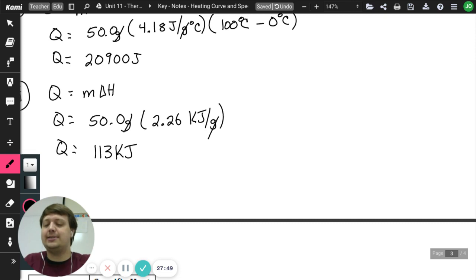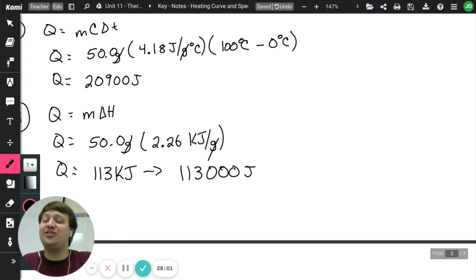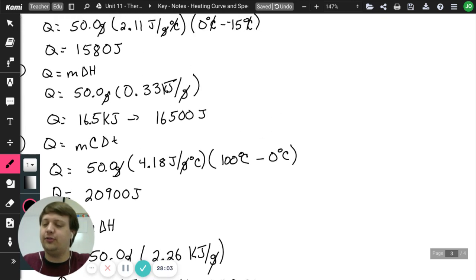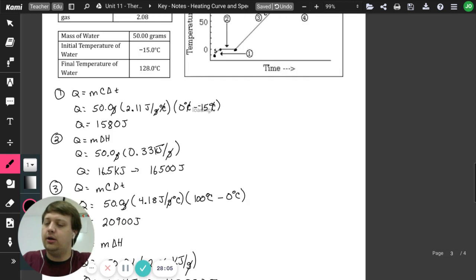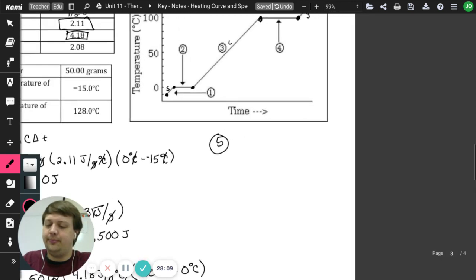Again, we need to be consistent with our units, so we're going to convert this into joules, which is 113,000 joules. Still not done because I do need to show that final change in temperature, so I'm going to come back up here, and I'm going to have step 5 right there.